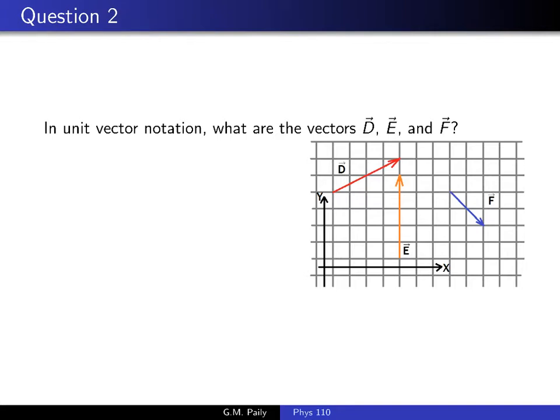Here's another problem. In unit vector notation, what are the vectors d, e, and f? So now remember, you need to write them in the form of components times unit vectors and add up all the three pieces. Except, of course, in this case, since all three vectors are in the xy plane, there will be no z component for any of these vectors. So take a moment, grab a piece of paper, and write out the expressions for these vectors in unit vector notation. And the next few slides will show the answers.